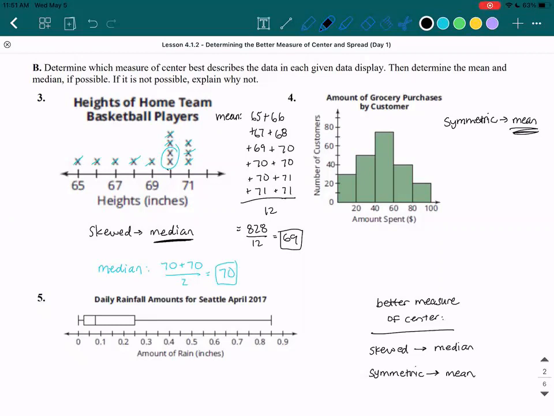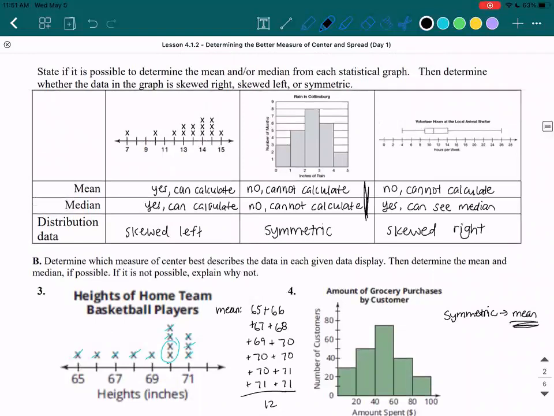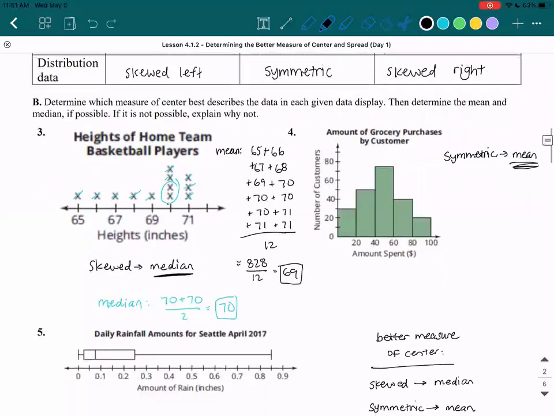Remember, for a histogram, you can't calculate it. So I'm going to write that: cannot calculate mean, median from histogram because we cannot see exact values.